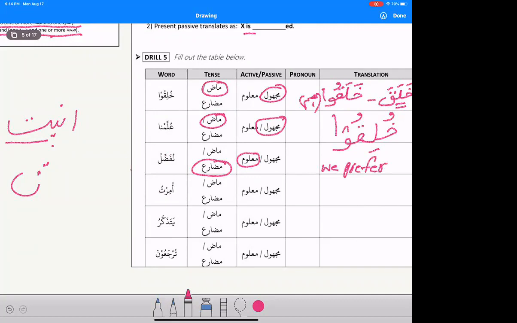Then we have umirtu. So again, I hear u and e sound, and this tu is telling me this is madi. So this is madi, and u and e sound are majhul. Umirtu. So translation, I was commanded, or I was ordered.